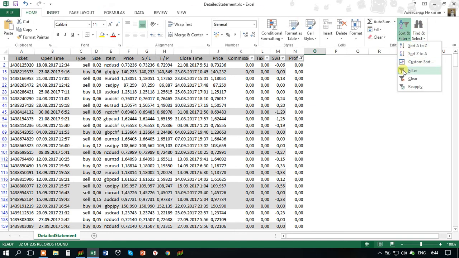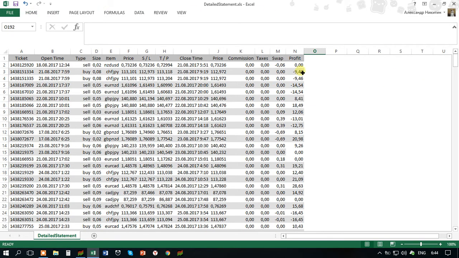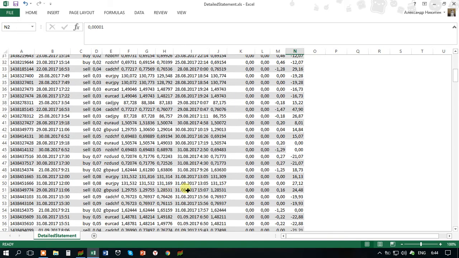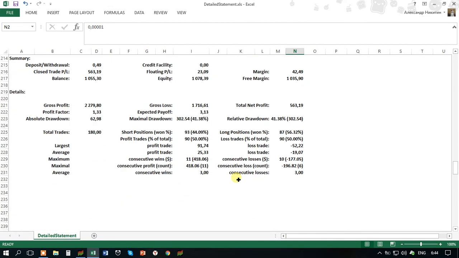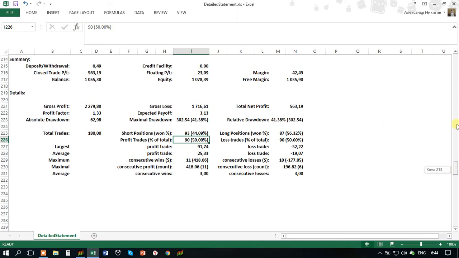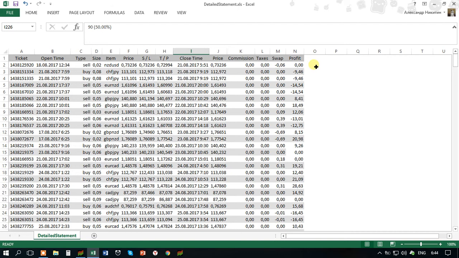Going back to disable filter. Now all those zeros, instead of negative, they are positive. But this number didn't change because it's not an Excel formula, it is a number. You see, we don't have formula here. It's not recalculated automatically, and in order to recalculate it, we have to do it half manually.